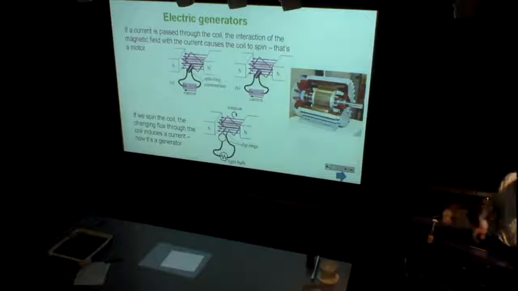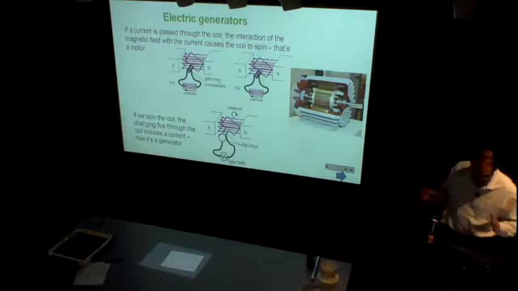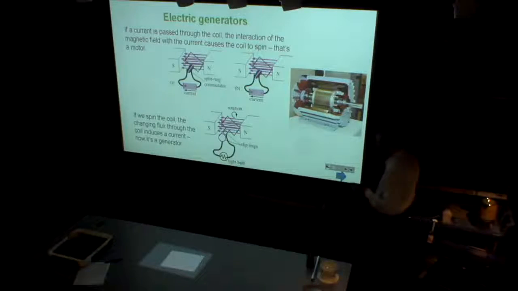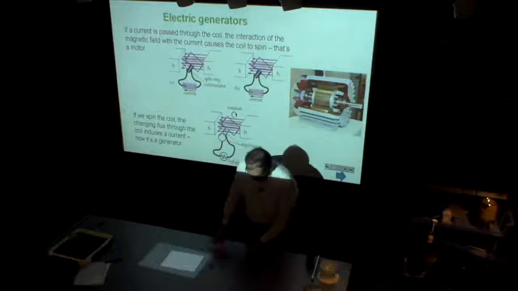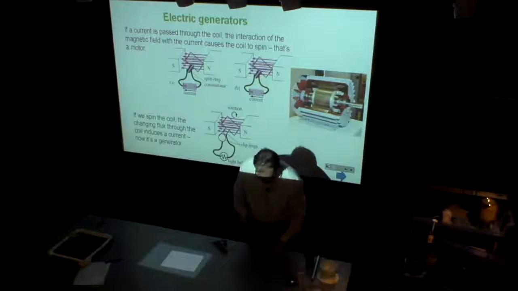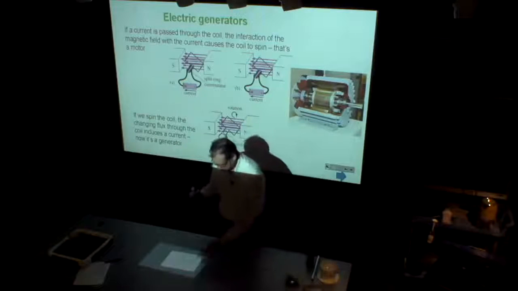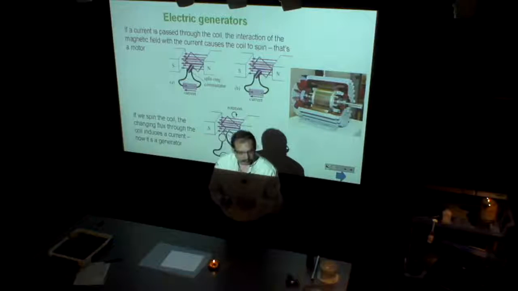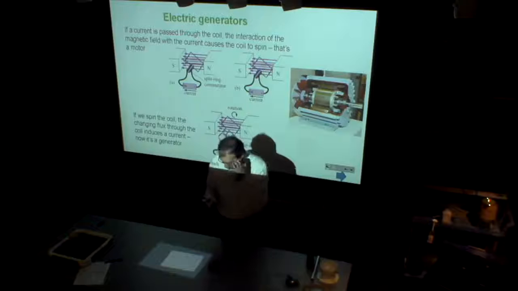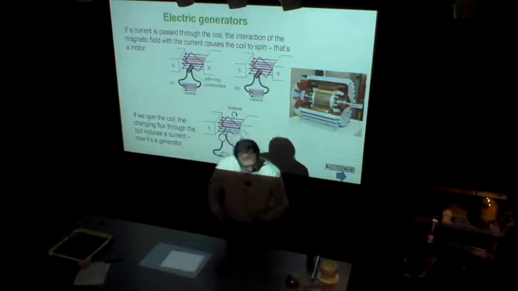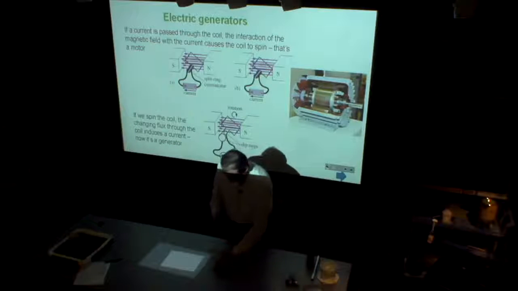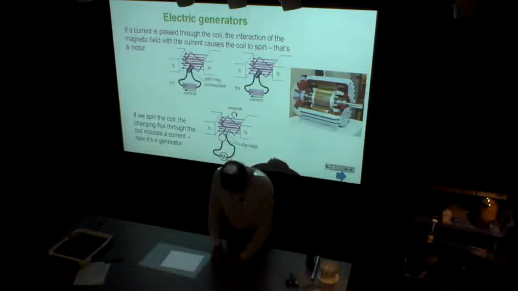Now, a couple more slides on practical applications. First, generators. A generator, as we know, is a combination of a permanent or electromagnet and a coil which rotates, like this one, and it generates electricity. We know why, because when it spins in a magnetic field, the flux through each individual loop changes. That should induce electric current. What's going to happen if we attach a second generator?